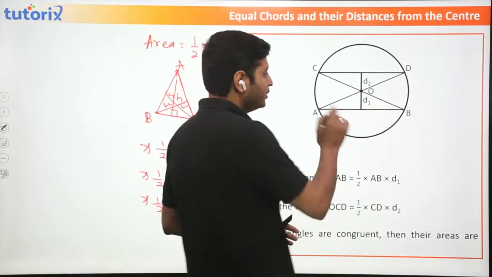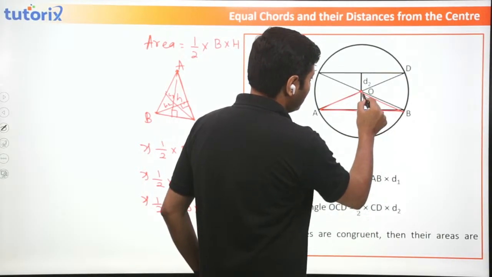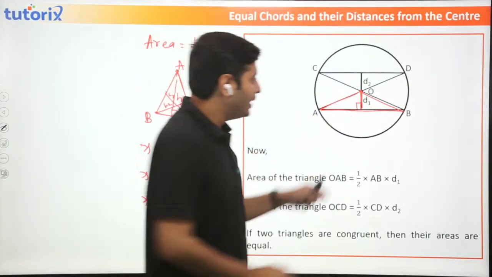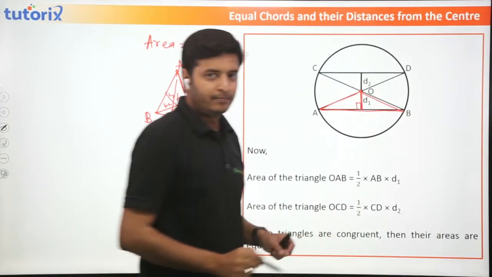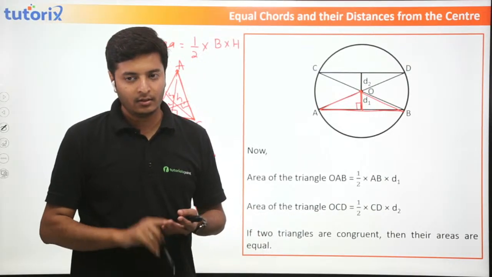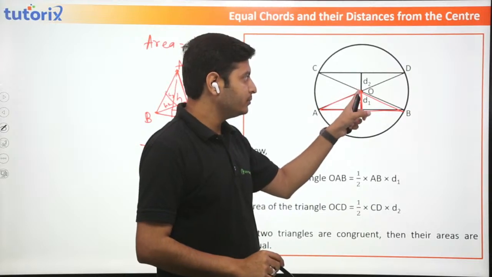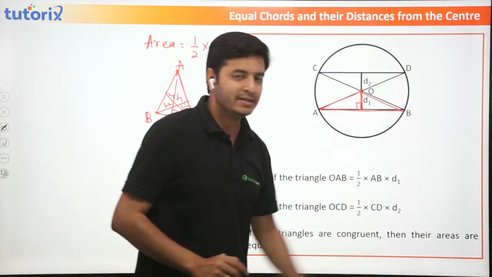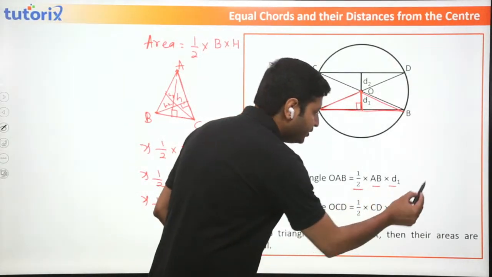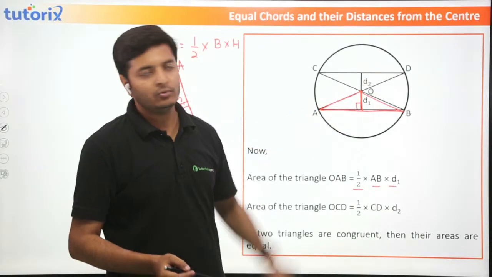Now here, I'm going to do one thing. In this triangle OAB, as this is the perpendicular, I'm going to use this perpendicular D1. So what should be my base then? AB should be my base, because this D1 is falling from the opposite vertex O on this base AB. So the area of triangle OAB is half into AB into D1. Why do I want to use D1 only? Because I need to prove D1 and D2 to be equal.